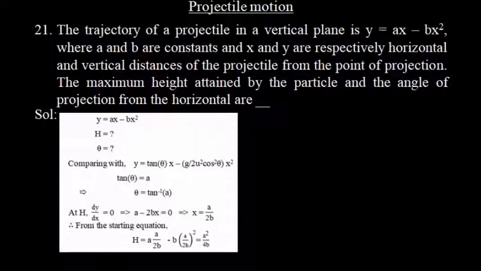Okay, therefore from the starting equation, that is y is equal to ax minus bx square, instead of y we have to keep H, and the condition is x is equal to a by 2b. That is a into a by 2b minus b into a by 2b whole square. That is, the second term becomes a square by 4b, and the first term becomes a square by 2b. So a square by 2b minus a square by 4b, that is, we get a square by 4b. Okay, this is the value of H.